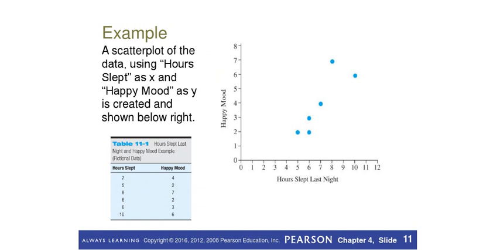And this is our scatter plot. The scatter plot says that the person who slept 5 hours had a happy mood of 2, while the person who slept 10 hours had a happy mood of 6.